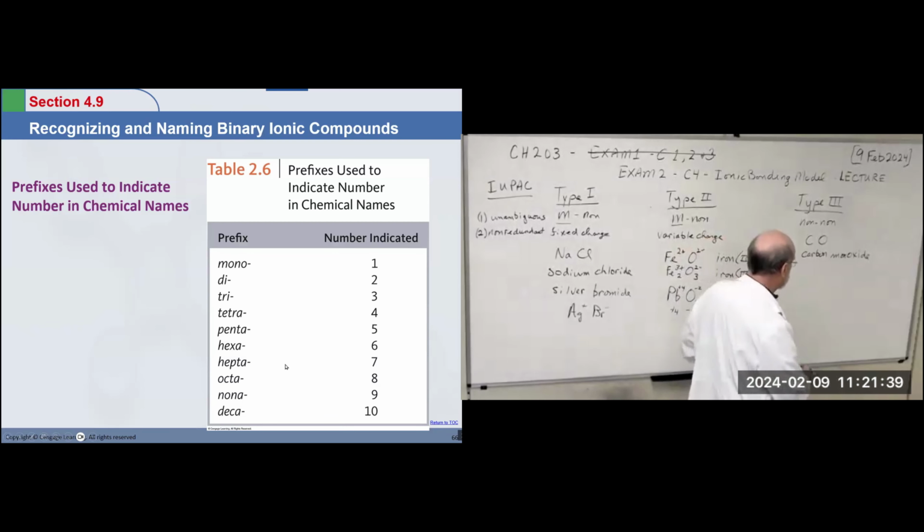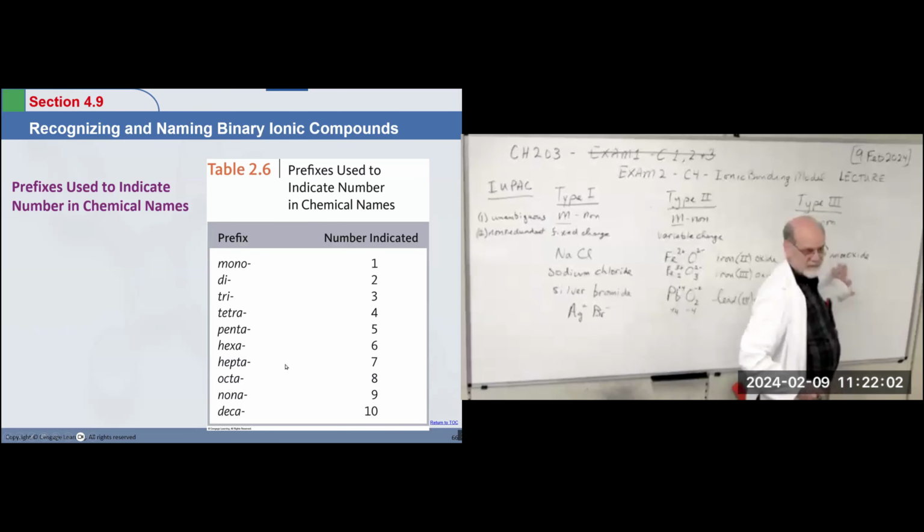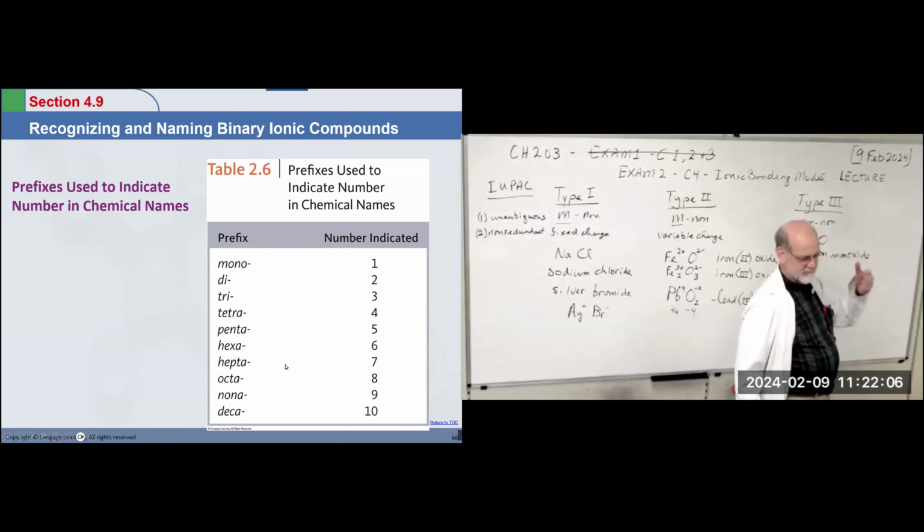Okay, notice that we've got one carbon and one oxygen. But if we only have one in the cation position, we don't say mono. Just by convention. We don't say mono here. For this position, it starts with di. For that position, it starts with mono. And notice I didn't say monooxide. I dropped one of the O's. There's a little aesthetics going on here.